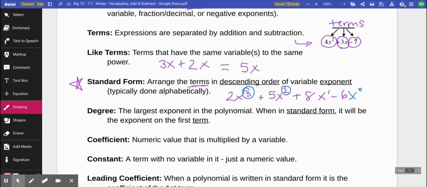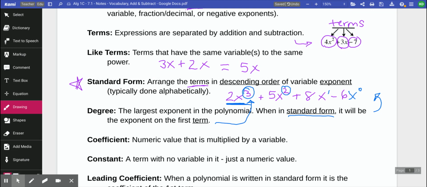Okay. So degree, right? So we just talked about the variable exponents. We refer to that as the degree. So if I was talking about this polynomial example I just did, this would have a degree of 3 because it's the largest exponent. When it's in standard form, it will be the first term exponent. So 2x to the third is my first term. So that would be that first term's exponent. So that's how we can find that easily if it's in standard form. That's part of why we write these polynomials in standard form.